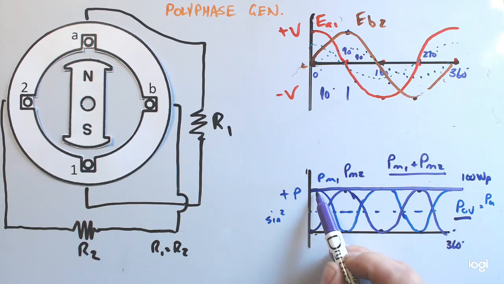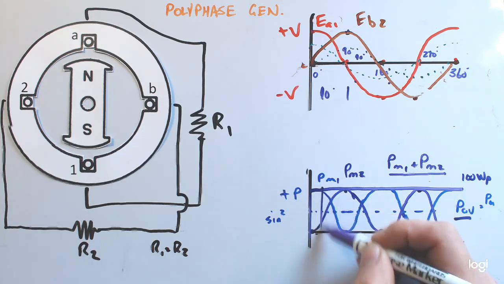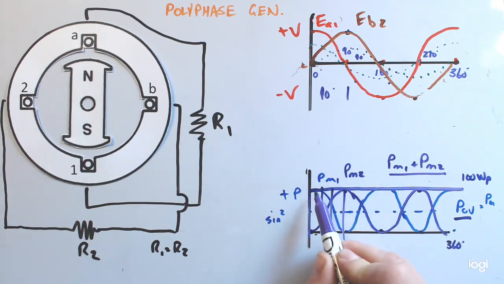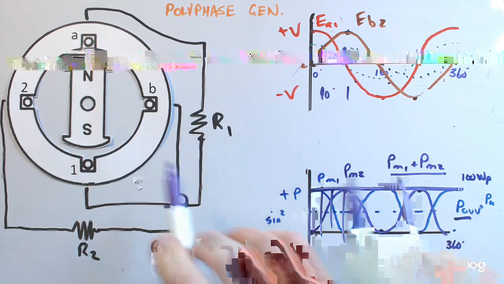But because when you add PM1 plus PM2, at every point, you add them here, here, here, here, everywhere, they will always sum up to the exact same value. What effect does that have on the prime mover?